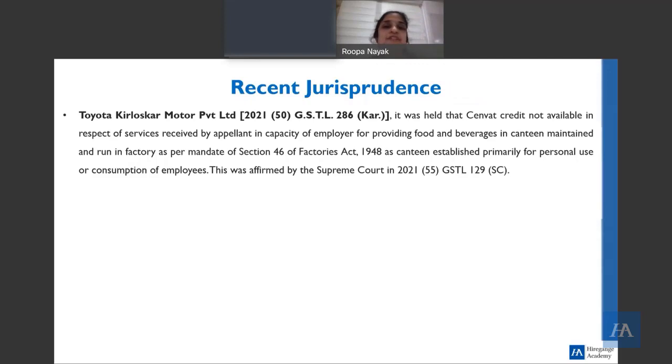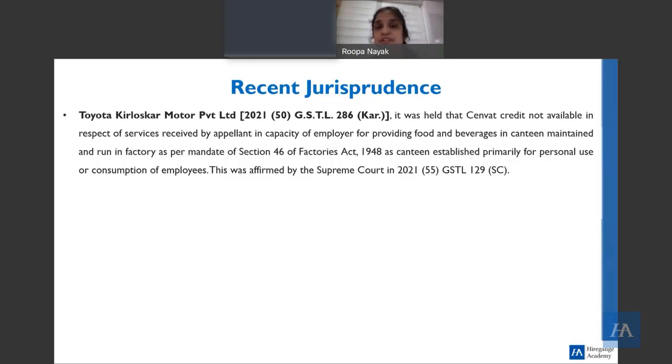Now we look at some of the recent developments in jurisprudence in this regard. There has been a case of Toyota Kirloskar Motors, which was in the Karnataka High Court, which then ended up before the Supreme Court in 2021. And lately the decision has come out, wherein unfortunately, though there was a mandate under the Factories Act to provide the canteen facility to the employees by the employer, they have held that the canteen is established primarily for the personal use or consumption of employees and consequently the credit is denied.